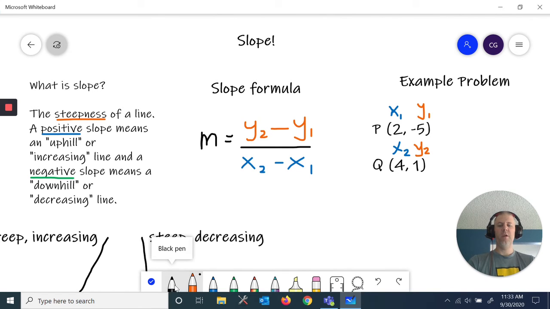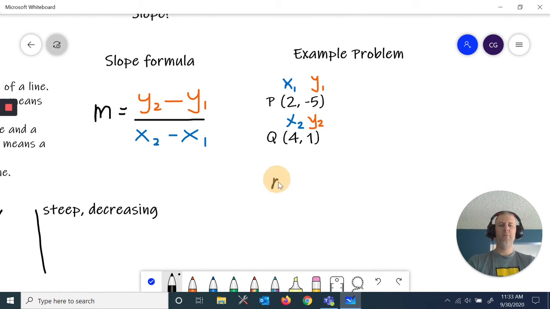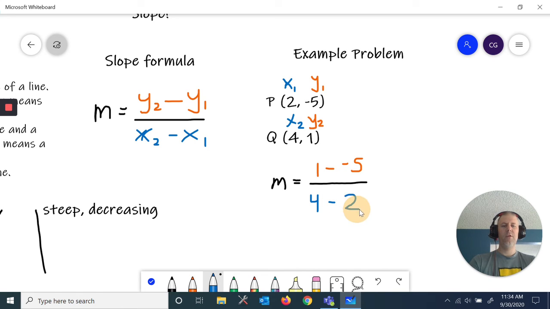Step 2 is that we are going to substitute them into our formula. So I know my formula is m equals, and I draw my fraction bar. My formula says y2 minus y1. My y sub 2 is this 1 from point Q, always minus my y sub 1, which in this case is -5. My x values: I have x sub 2, which is a 4, minus x sub 1, which is a 2. Just ignore that extra blue mark. It accidentally marked there. It has no bearing on the problem.